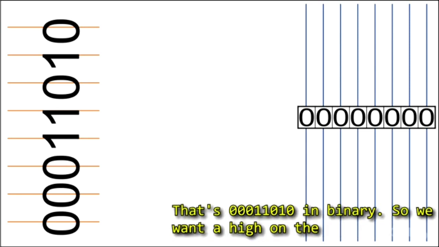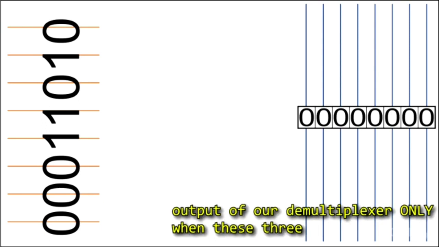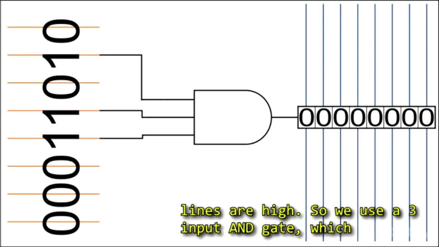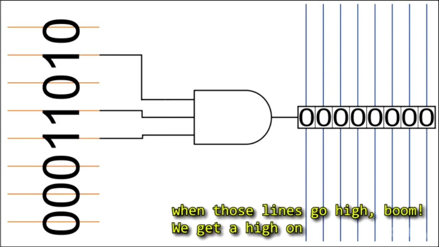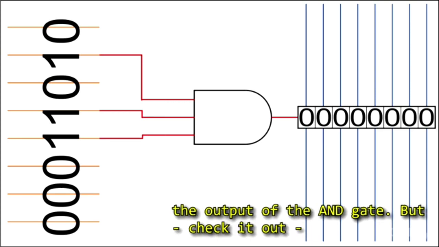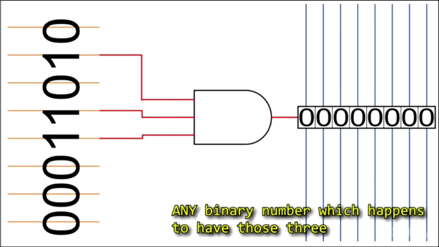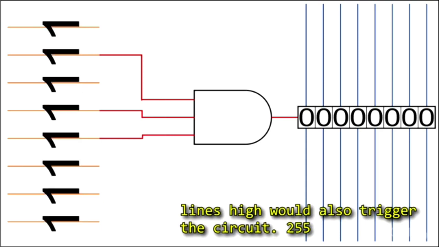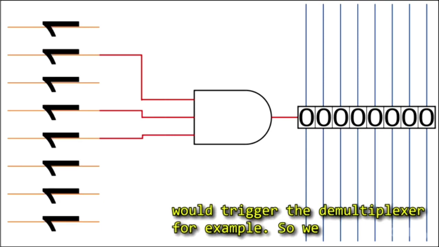That's 0001 1010 in binary. So we want a high on the output of our demultiplexer only when these 3 lines are high. So we use a 3-input AND gate, which, when those lines go high, boom, we get a high on the output of the AND gate. Oh, but check it out. Any binary number which happens to have those 3 lines high would also trigger the circuit. 255 would trigger the demultiplexer, for example.